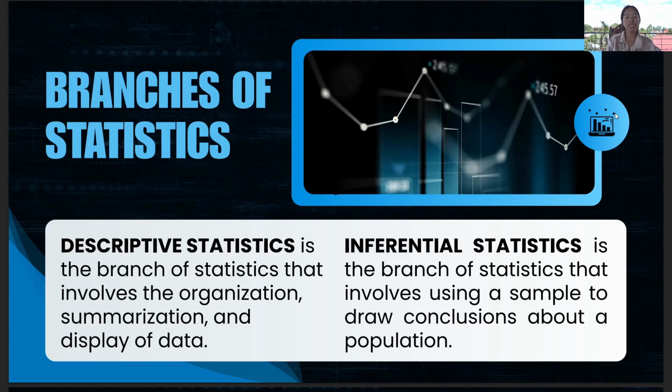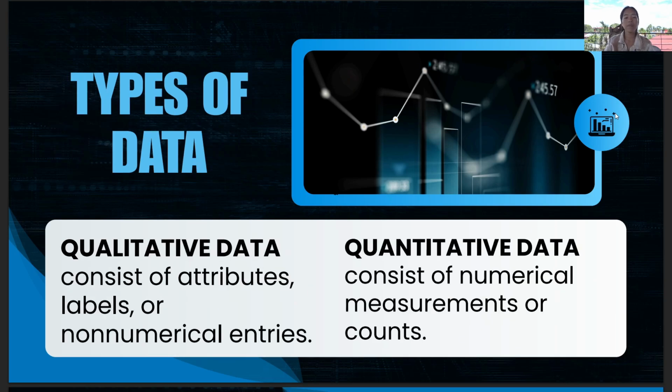First, we have the descriptive statistics. It is a branch of statistics that involves the organization, summarization, and display of data. The inferential statistics, on the other hand, is the branch of statistics that involves using a sample to draw conclusions about a population. So there are types of data.